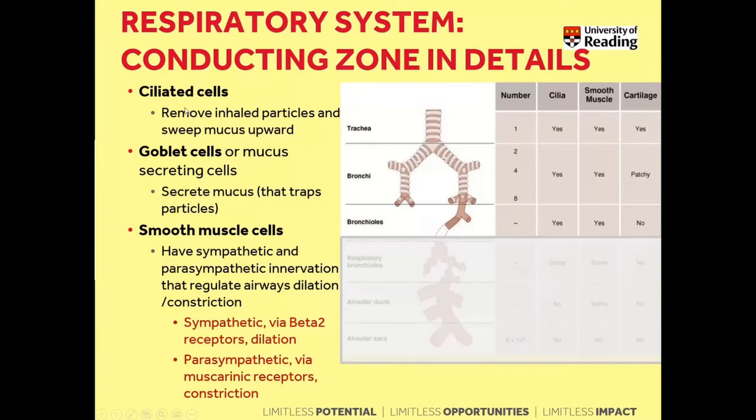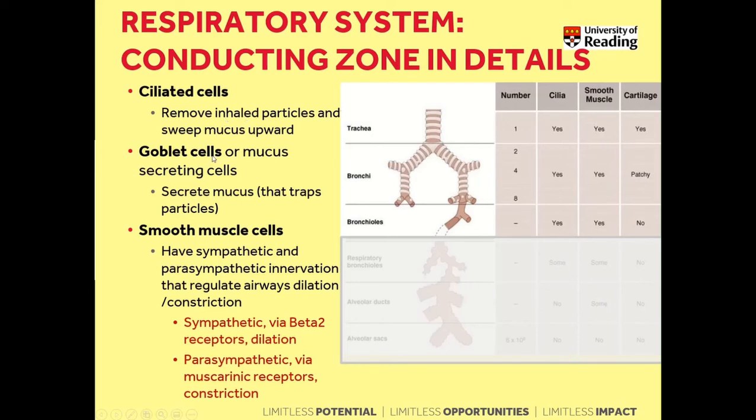So starting with the conducting zone. The cells expressed in the conducting zone are the following. Ciliated cells. They are important. They are cells that present cilia. Cilia are elongated, motile, cylindric projections from the apical cell membrane. And they are important because they can remove inhaled particles and move the mucus upward toward the higher part of the respiratory system, so to the higher part of the trachea, so it's possible to get rid of the mucus.